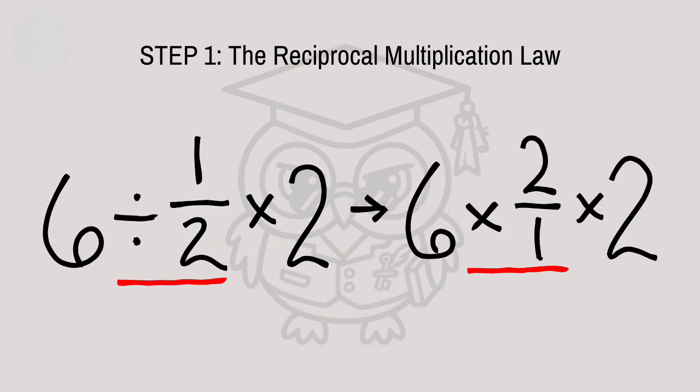Dividing by a fraction is mathematically the same as multiplying by its reciprocal. Flip 1 half upside down to get 2 over 1, which is just 2. This transforms our first step into 6 multiplied by 2.